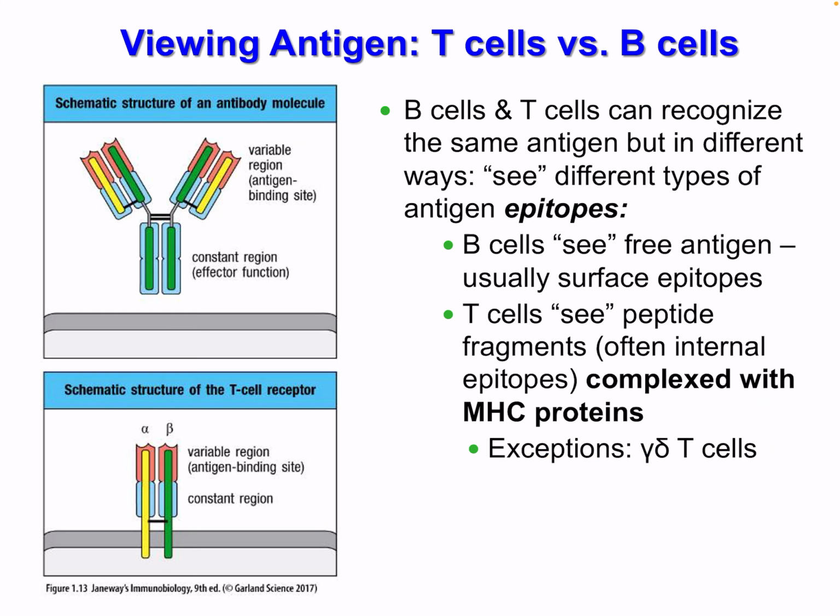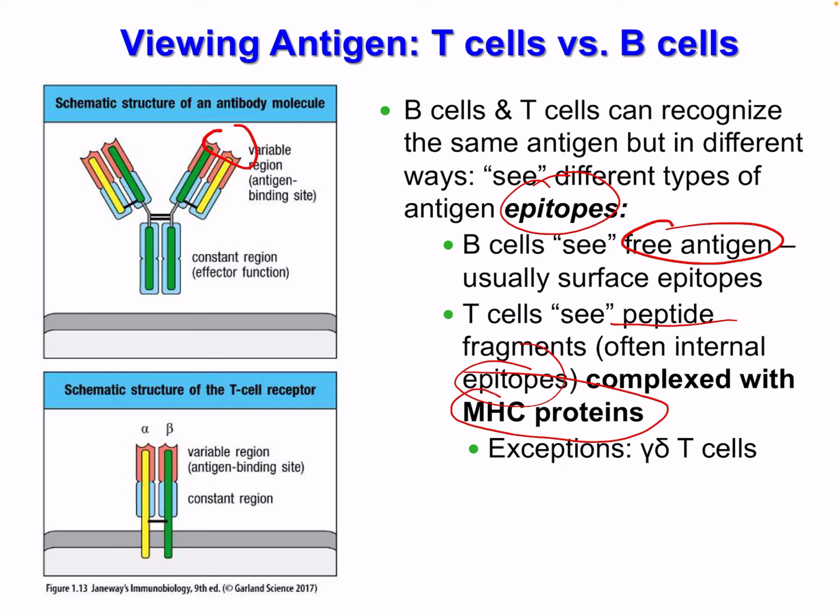So B and T cells can recognize the same antigen, but in different ways. They see different types of epitopes. As we discussed, epitopes are a binding site, or what we develop receptors for. B cells see free antigen, usually surface epitopes, while T cells see peptide fragments, which are often internal epitopes. And these are complexed with MHC protein, which is important to remember.